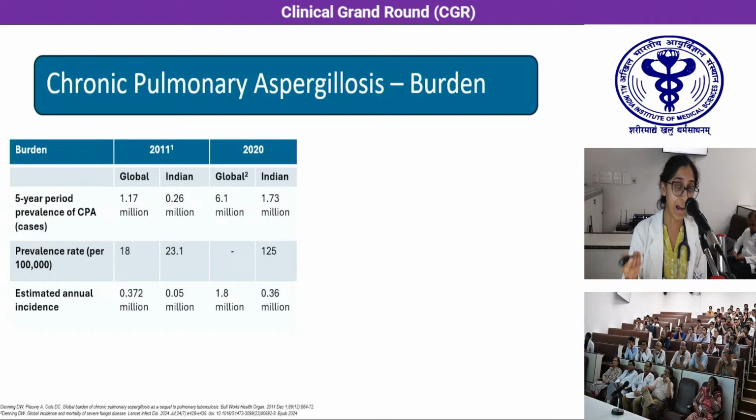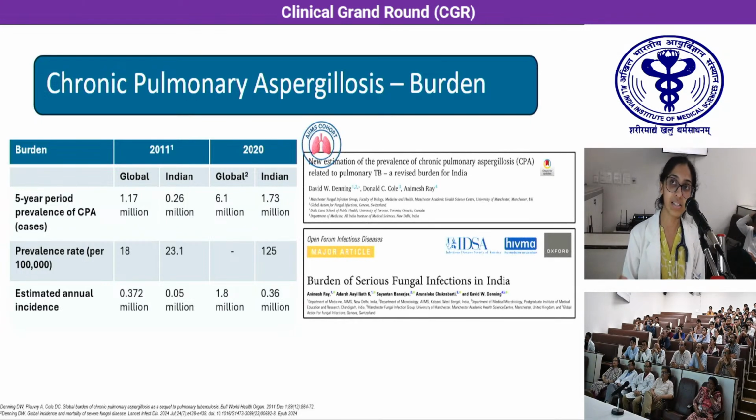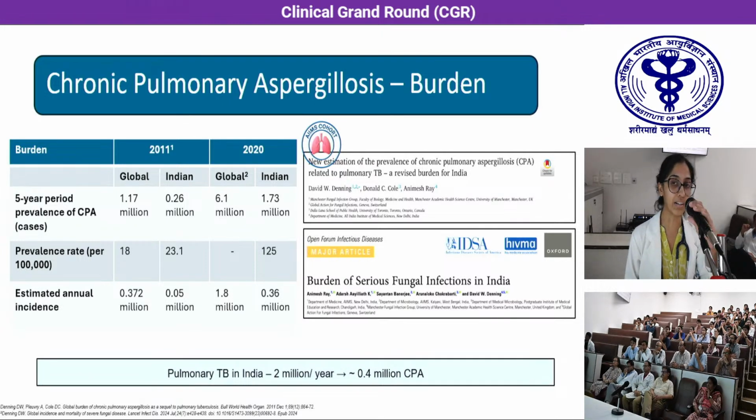Looking at the absolute numbers, the computation of the burden of CPA across the globe and in the Indian cohort was initially done in 2011, which was further updated in 2020. This updation required some computational strategies or modeling exercises, which required a major contribution from our department as well. Putting all of this in perspective, we know that pulmonary TB cases in India occur at a rate of around 2 million per year, which translates to around 0.4 million CPA cases, which is about 1/6 of this population per year, which is quite a significant burden.